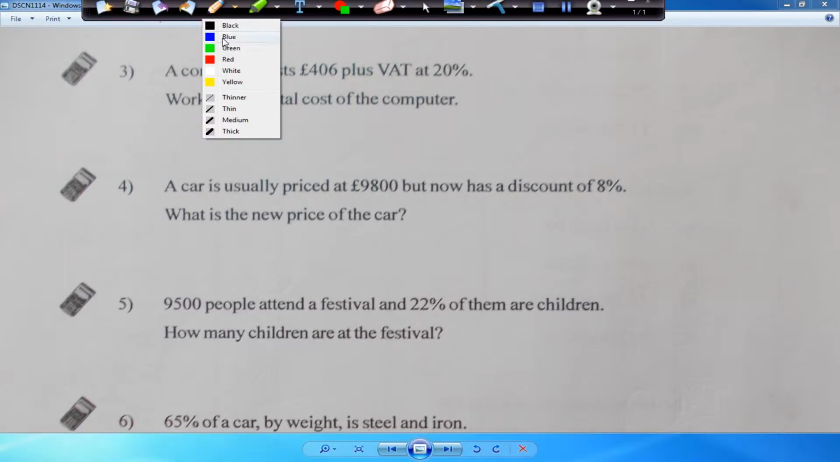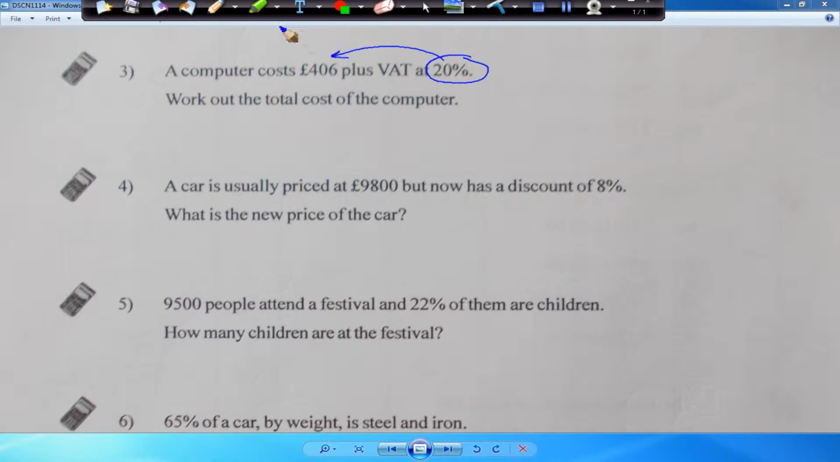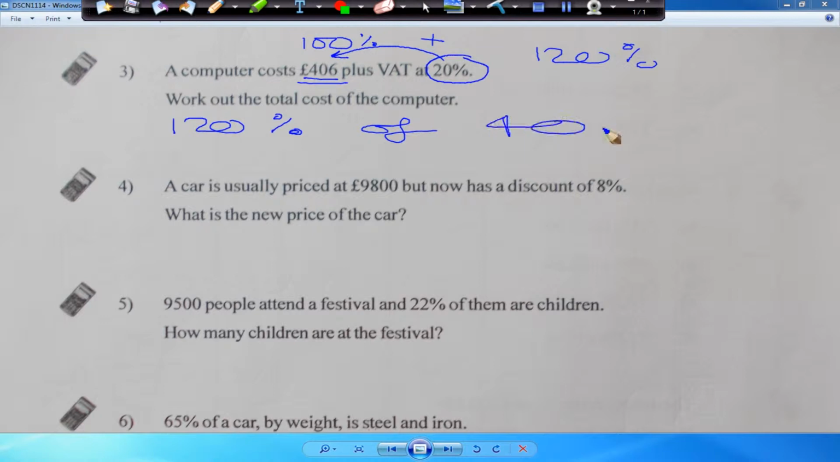Right. A computer costs £406 plus VAT at 20%. Work out the total cost of the computer. So this is calculator paper. 20% we're adding on to the original price. The original price is how much percent? 100%. So we are increasing this original price by 20, so how much percent are we going to work out altogether? 120%. So we are going to work out 120% of 406. Okay, that's what the calculation entails.